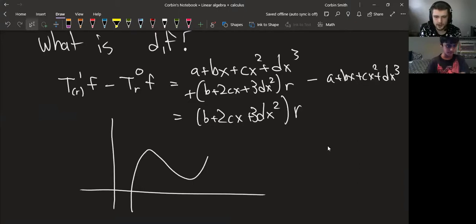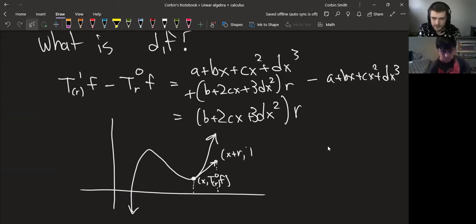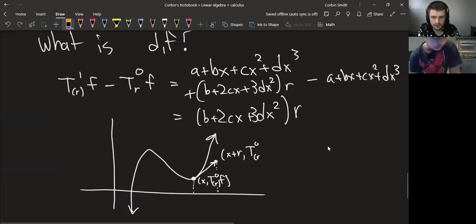So let's say this is our graph, and I take two points. This is going to be the point x comma T_0 at r of f, and this point right here is going to be x plus r, T_1. Yeah, T_1 is what we want.